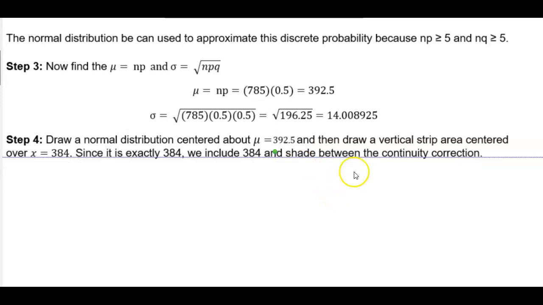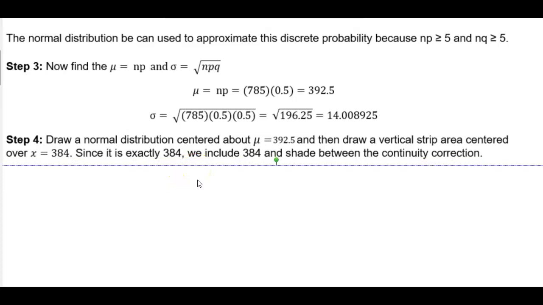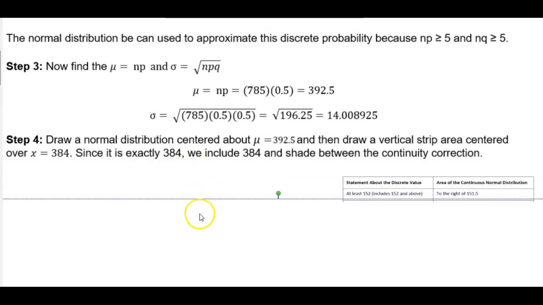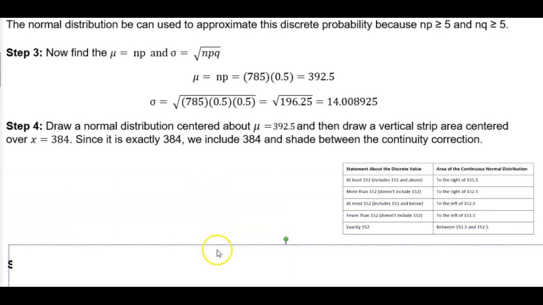Now in step 4, we want to draw a normal distribution centered about the mean, which is 392.5, and then draw a vertical strip area, which is centered over x equals 384. And since it is exactly 384, we're going to include 384 and shade between the continuity correction. So let's go ahead and draw our bell curve.